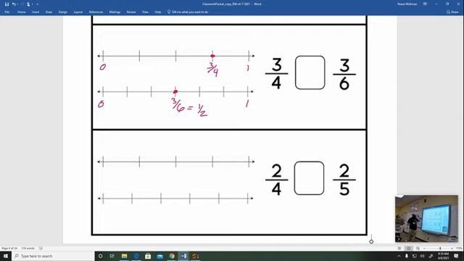Now, which one's greater than? Which one is closer to the 1? Which one's closer to the 1, Briggs? 3/4. That's right. Everybody got that one? I want to make sure we all got the same thing here. Good.